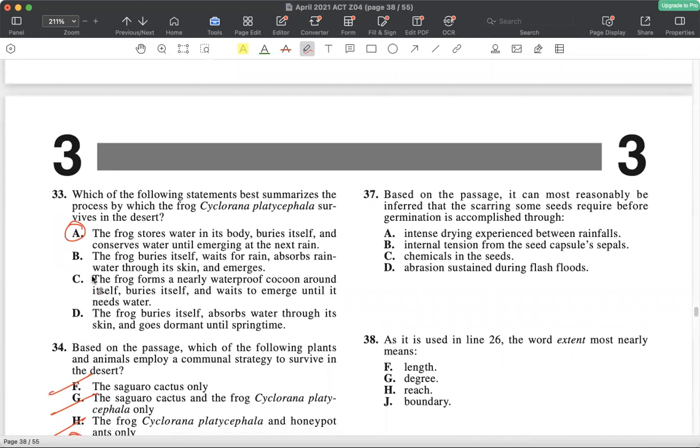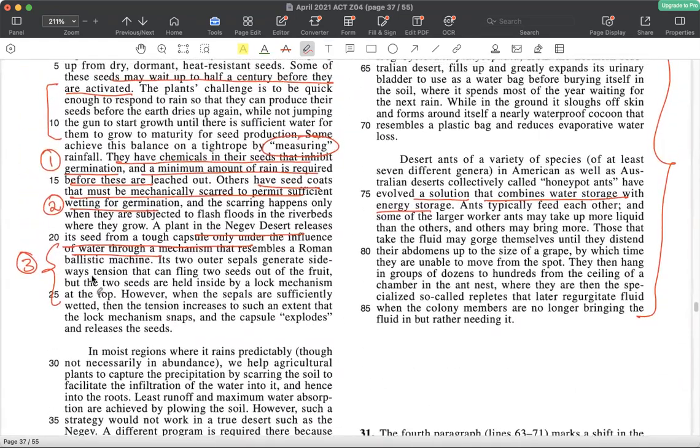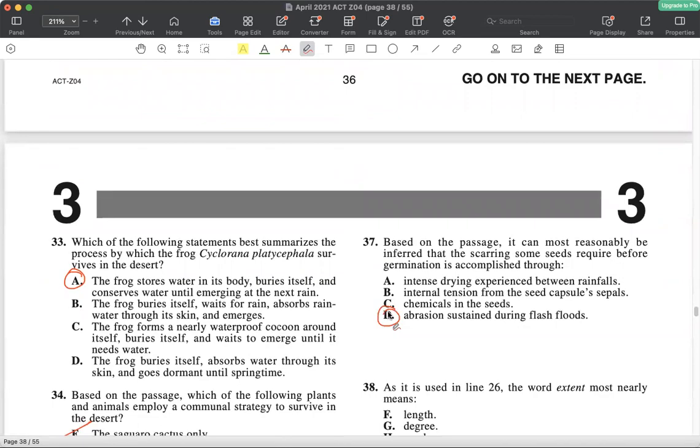Based on the passage, it can most reasonably be inferred that the scarring some seeds require before germination is accomplished through intense drying experience between rainfalls, internal tension from the seed's capsule sepals, chemicals in the seeds, abrasion sustained during flash floods. So that's here, right? It's the second part, right? Others have seed cores that must be mechanically scarred, and the scarring happens only when they are subjected to flash floods. So this second point is the answer for question 37, option D.